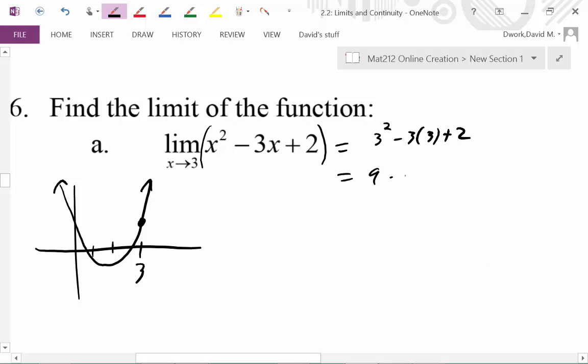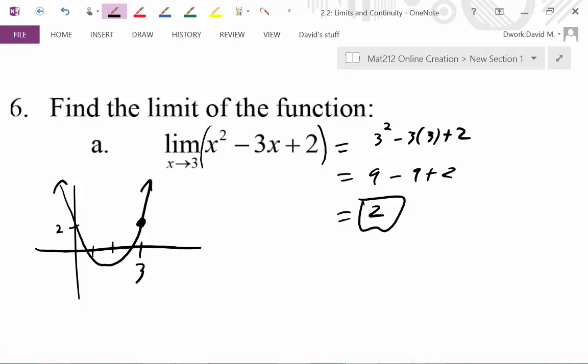That would be 9 minus 9 plus 2, so therefore I just got 2. Does it make sense to say, all right, when I plug in 3, I get out 2, so therefore the limit of this function would equal 2? Well, absolutely, because we know there's no breaks, no discontinuity.